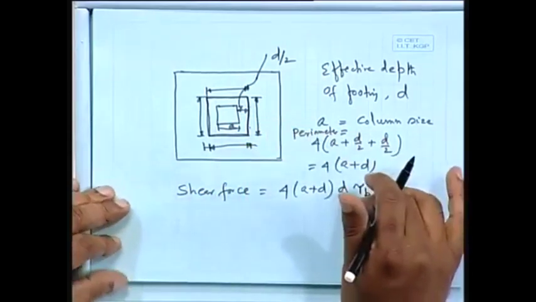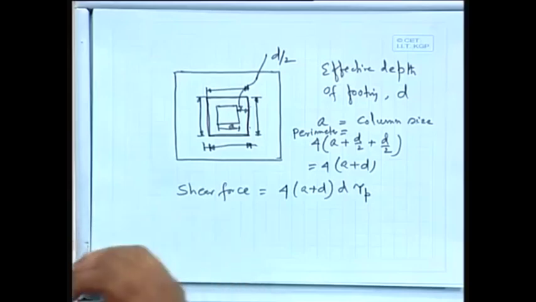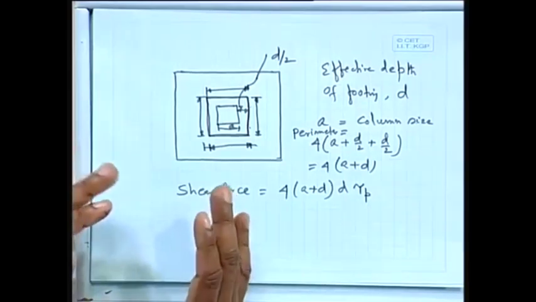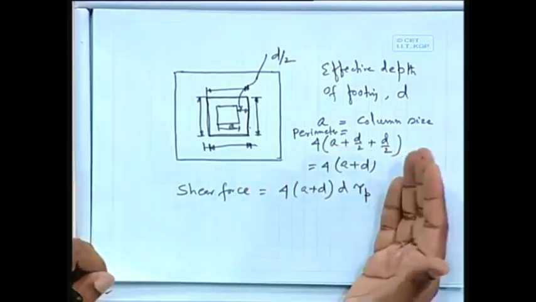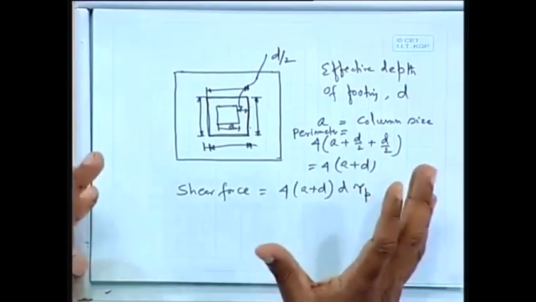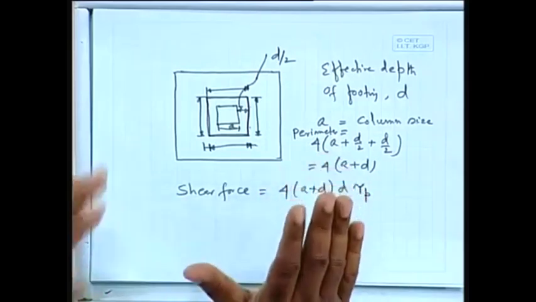So that should be equal to, that means not only the column load, including this, you also have to add the self weight of the footing. So self weight of the footing plus the load coming from the column, and from there whatever you are getting, that is the total design load. From there you will get the shear force, and that should be equal to or less than this value, then we can say it is safe.